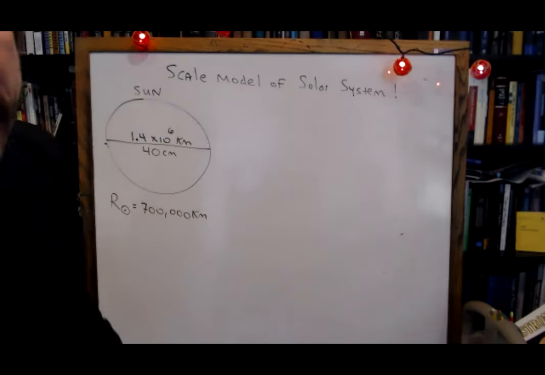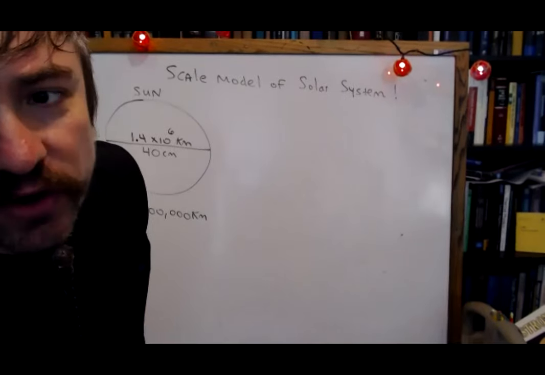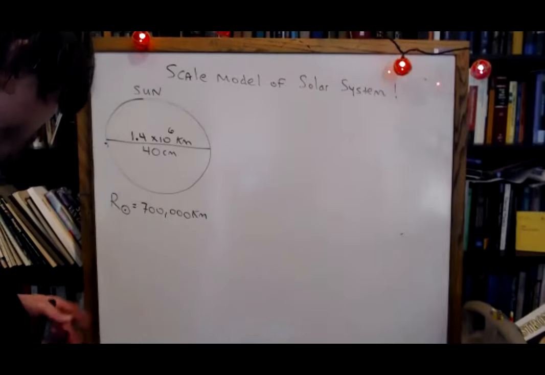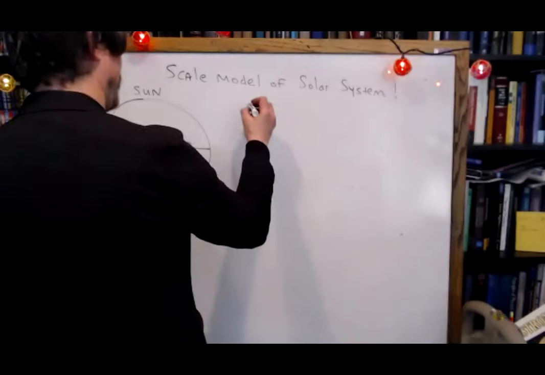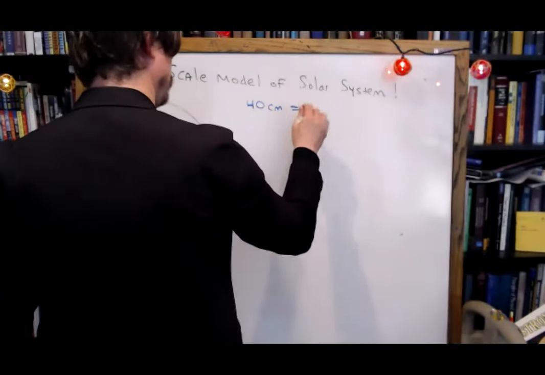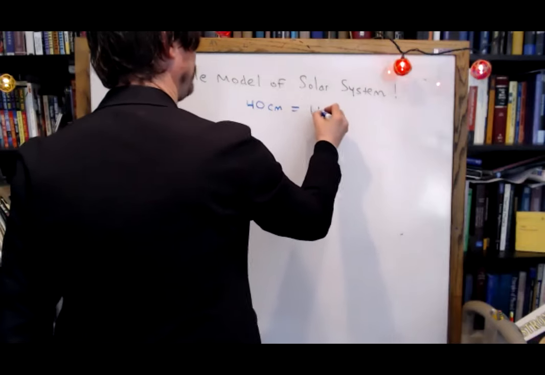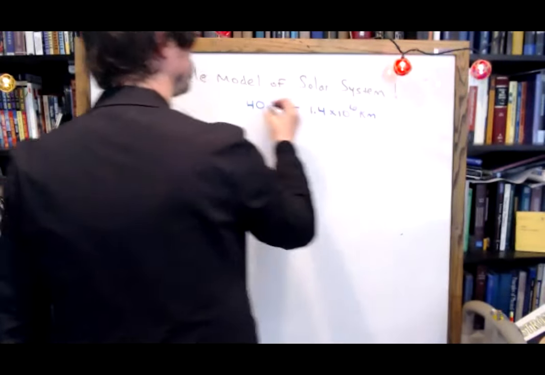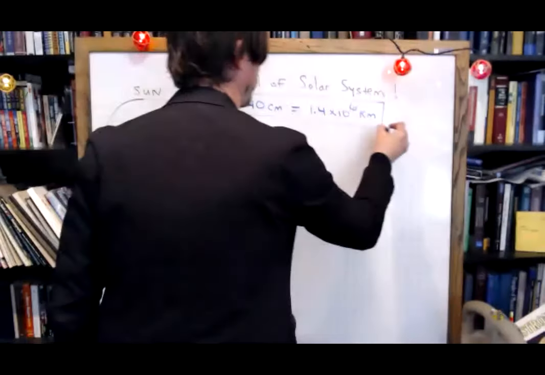When you make a scale model of a solar system, you're in a way creating your own funky conversion factor. This is how map making is done as well. Essentially, you've decided that you're going to peg 40 centimeters to be equal to 1.4 million kilometers. So when you build a scale model, you invent your own conversion factor.